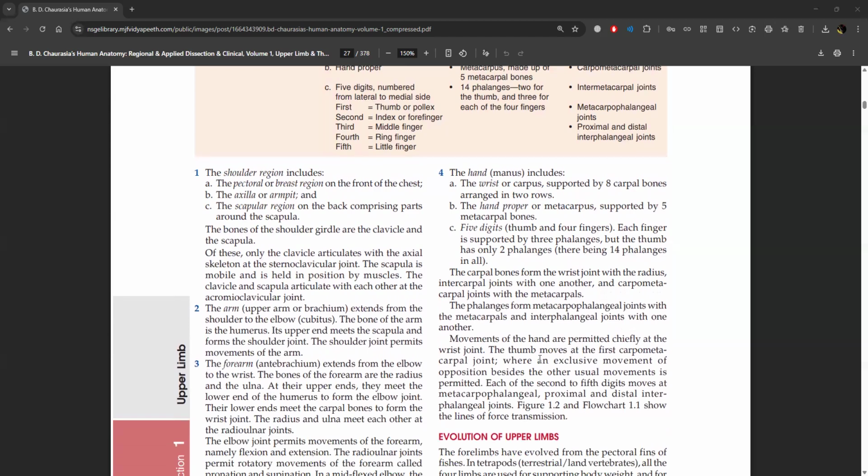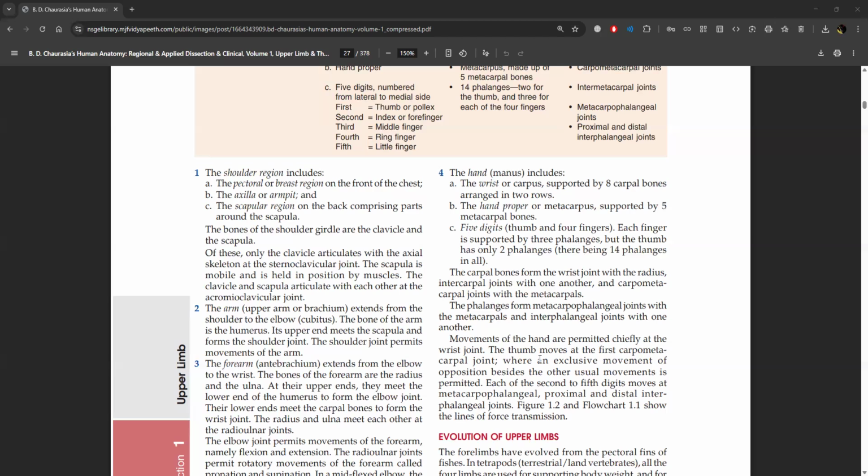The shoulder region includes the pectoral or breast region on the front of the chest, the axilla or armpit, and the scapular region on the back comprising parts around the scapula. The bones of the shoulder girdle are the clavicle and the scapula. Of these, only the clavicle articulates with the axial skeleton at the sternoclavicular joint. The scapula is mobile and is held in position by muscles. The clavicle and scapula articulate with each other at the acromioclavicular joint.